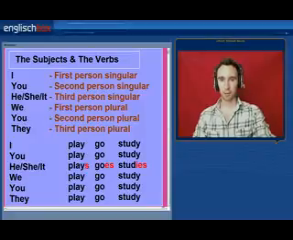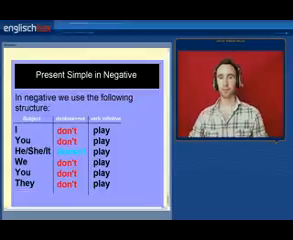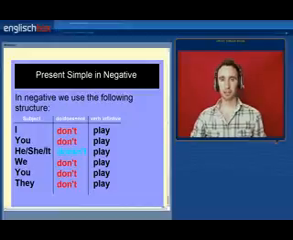With some verbs, for example to go, you have to add es when the verb ends in o. And with some other verbs ending in consonant y, you have to remove the y and add ies. For example, study becomes studies. Okay. So, that was the positive form.